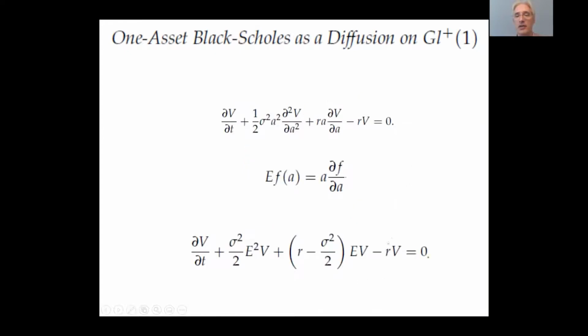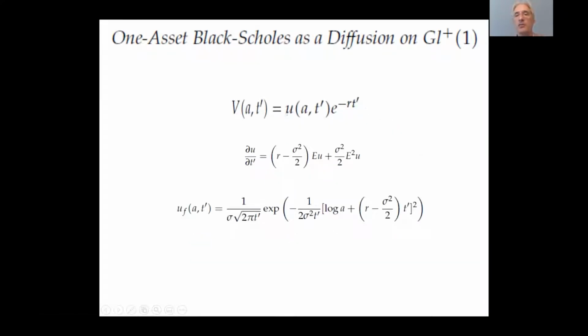So you have this negative RV here. So it's a decaying type thing. But if we change coordinates like this and substitute in, we in fact get a diffusion process on a group. And what's nice about this is that those pesky A squared and A terms have vanished. So this is a sort of a homogeneous diffusion process on this Lie group.